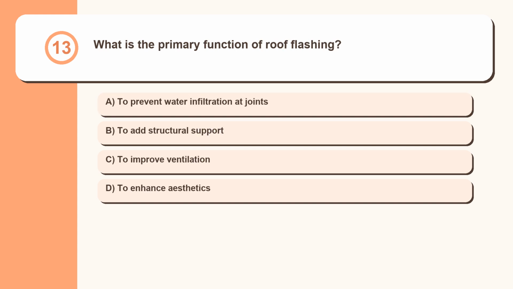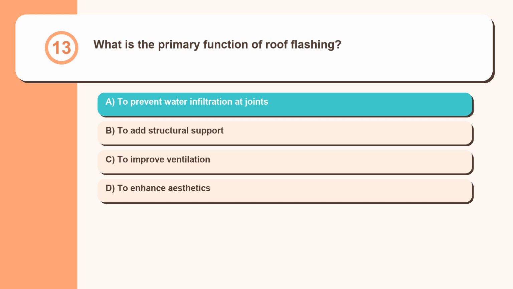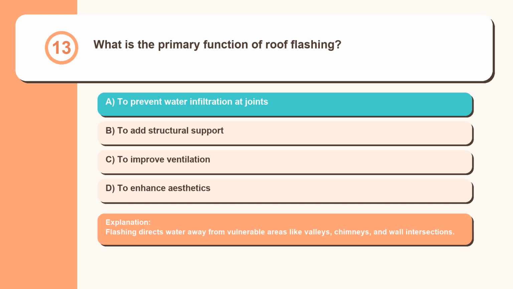Question 13. What is the primary function of roof flashing? To prevent water infiltration at joints, to add structural support, to improve ventilation, to enhance aesthetics. Flashing directs water away from vulnerable areas like valleys, chimneys, and wall intersections.